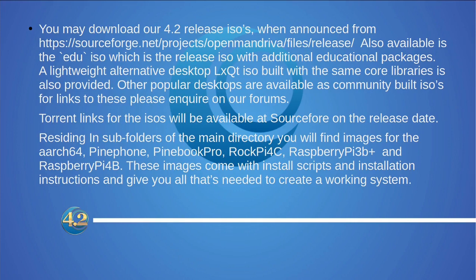Torrent links for the ISO will be available at SourceForge on the release date. Residing in subfolders of the main directory, you will find images for the Arch 64, PinePhone, Pinebook Pro, Rock Pi 4C, Raspberry Pi 3B, and Raspberry Pi 4B. These images come with install scripts and installation instructions and give you all that's needed to create a working system.